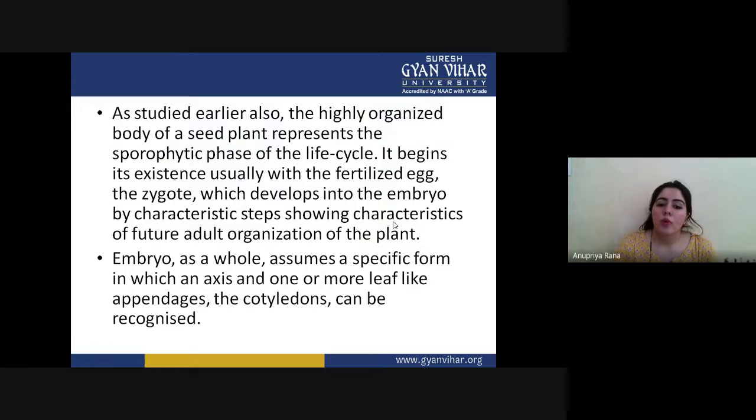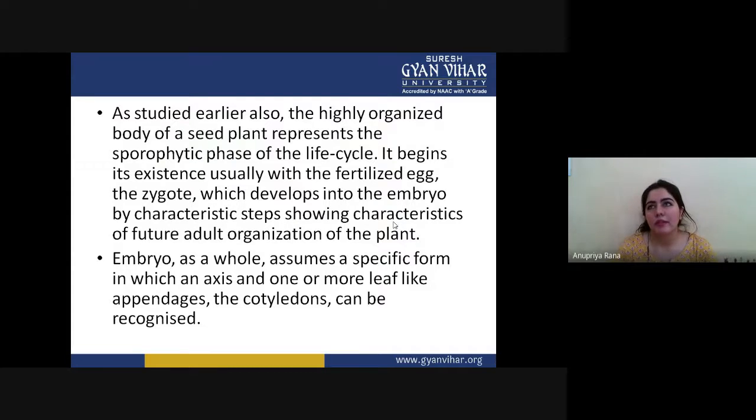So the embryo as a whole assumes a specific form in which an axis and one or more leaf-like appendages, the cotyledons, can be recognized. When we talk about the specific form of the embryo, it has this main axis, as we saw in the diagram, and one or more leaf-like appendages that depend on the cotyledon. Sometimes it can be one leaf and sometimes two leaves, but not more than two.